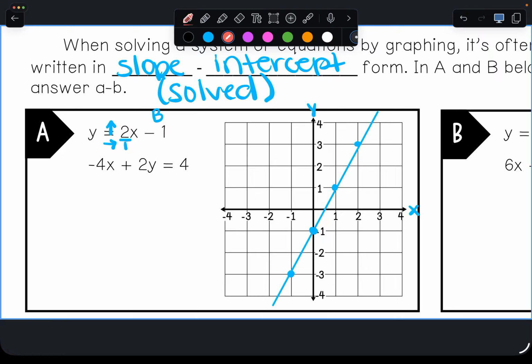Not just a solution. What do the arrows indicate on a line? Oh, that it goes on forever. That it goes on forever, that it goes on infinite. So if they intersect at every single point, that's a total of how many points? Infinite. So this is one where the answer is infinite solutions.